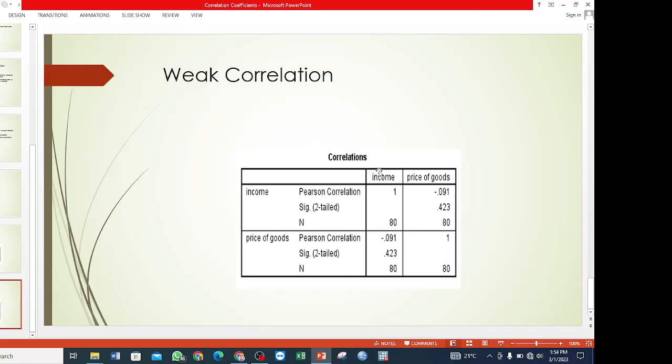So that is how you interpret your correlation coefficients. Don't forget that the correlation coefficients range between -1 and +1, and the closer we get to -1 or to +1, the stronger the correlation, and the closer we get to 0, the weaker the correlation becomes.